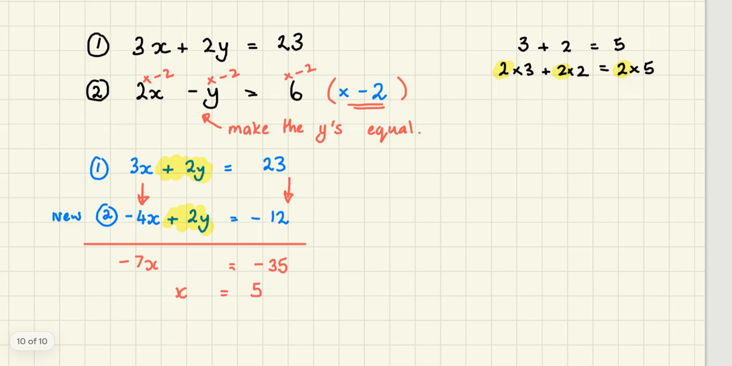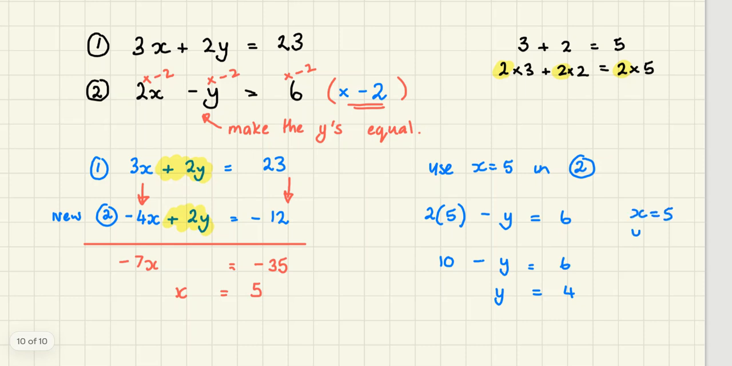So then I can use x equals 5 in, which one should I use it in? I'm going to use it in the old number 2. So that means 2 times 5 minus a y value has to equal 6. So that's 10 minus y is 6. Therefore, y has to equal 4. So finish it off. x equals 5, y equals 4. Make it clear. Those are my 2 answers.